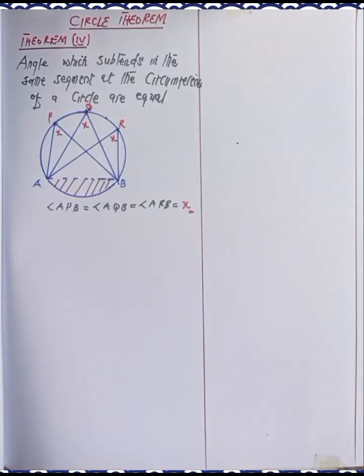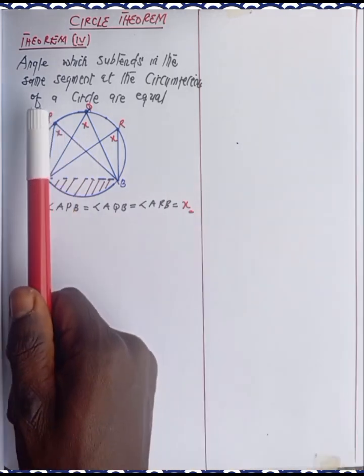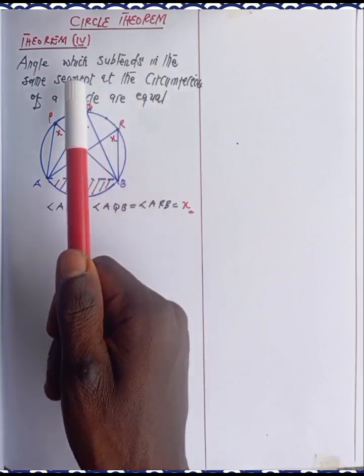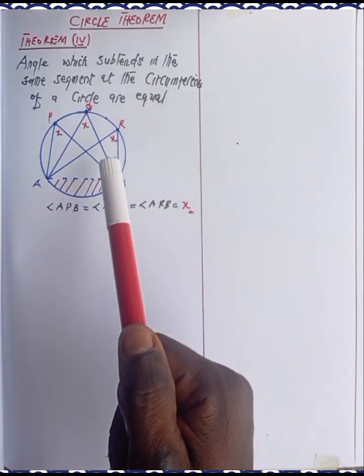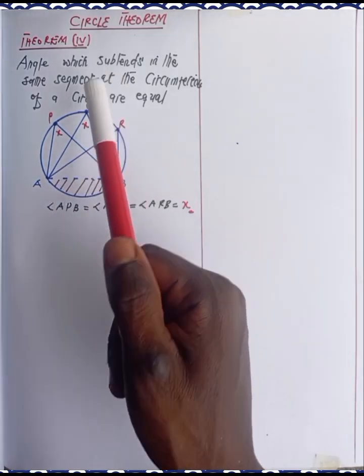Welcome, my dear learners. We are looking at Theorem 3 of circle theorems. Now, Theorem 3 is saying that angles which subtend in the same segment at the circumference of a circle are equal. And this is a diagram for this theorem.